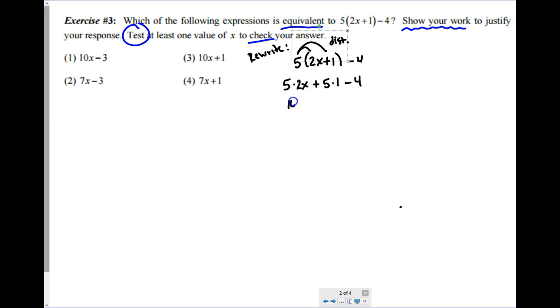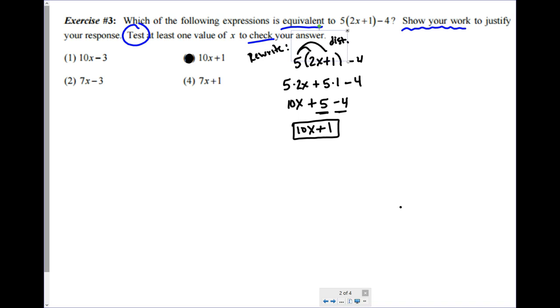5 times 2x is 10x, plus 5 times 1 is 5, and I'm just going to keep bringing that minus 4 down. 10x, 5, and negative 4. Well, I see that I can combine the 5 and the negative 4 to get 10x plus 1. Does this answer match anything on the left? Yep, it's answer choice 3.